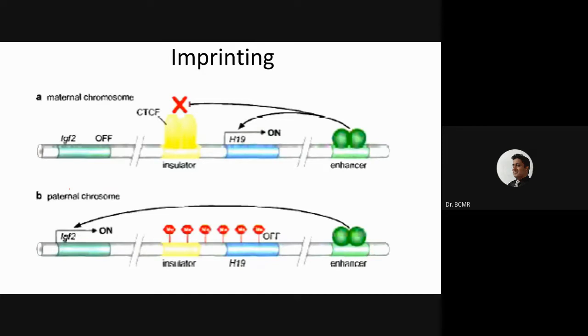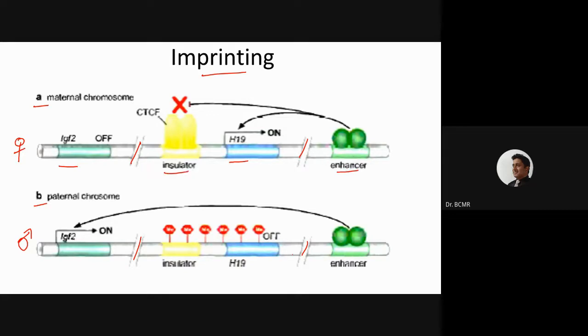I hope you recollect this picture from the book Watson, and it is about imprinting. Here I'm going to explain what happens. One is maternal, and this is paternal. There are two different genes, not necessarily very close by. They are far away. So there are three parts: IGF2, that's a gene, H19, and then we have an enhancer, and we have an insulator.